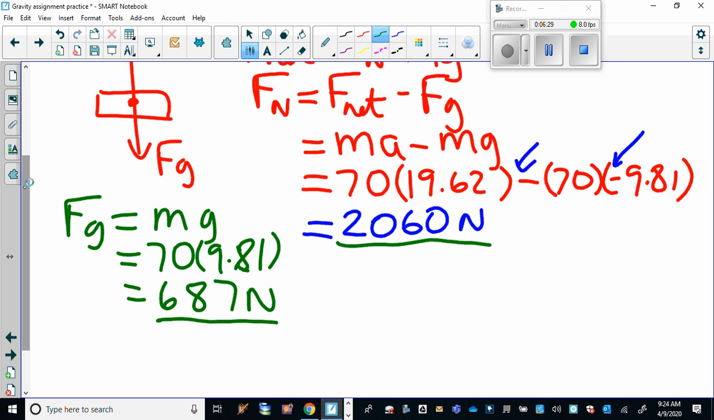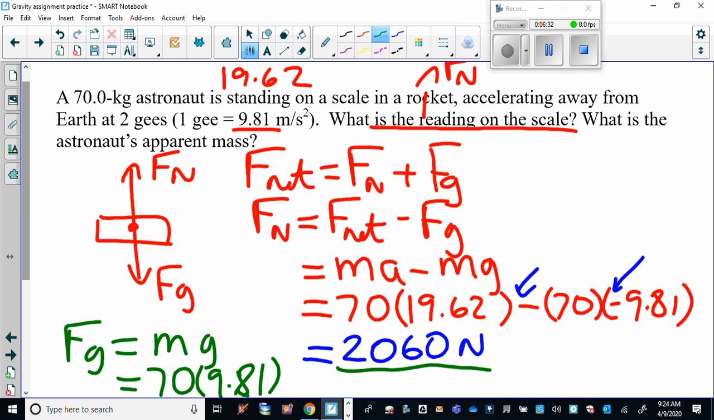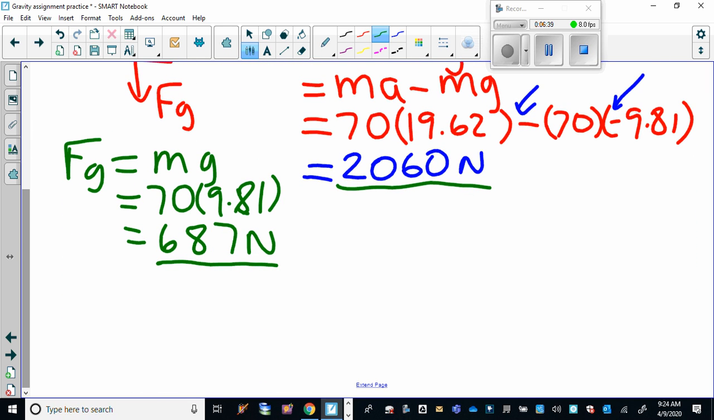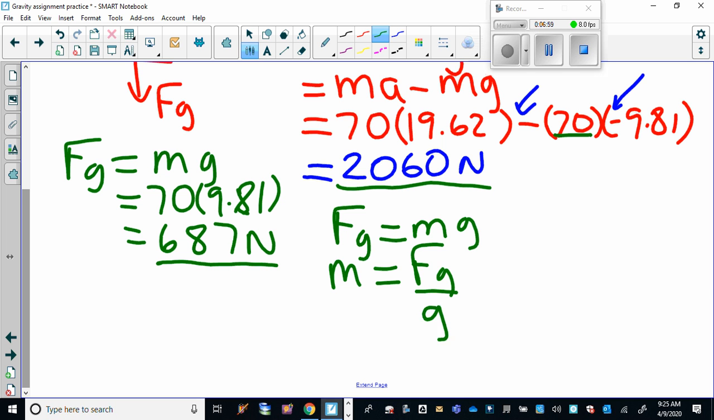And then the second part of this question, which is not part of the assignment, but I think is important, says, what is the astronaut's apparent mass? And that's just how much mass do you feel like you have when you're accelerating at this rate. Remember, it's a 70-kilogram person, and they have this weight here. To find the apparent mass, we're just going to use this formula here, solve it for m, and this time we use the apparent weight.